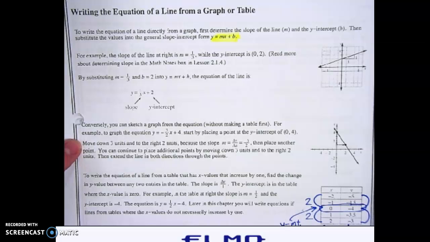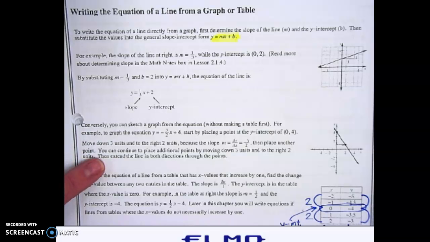Move down 3 units and to the right 3 units because the slope and equal to because the unit and the unit is another point. You can continue to add additional functions and to the right 3 units. Then extend the line and both units. Great job. Thank you for reading.